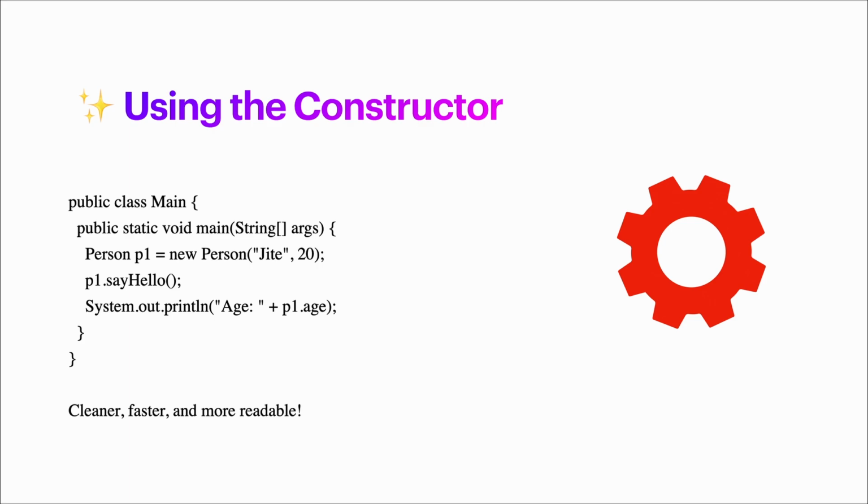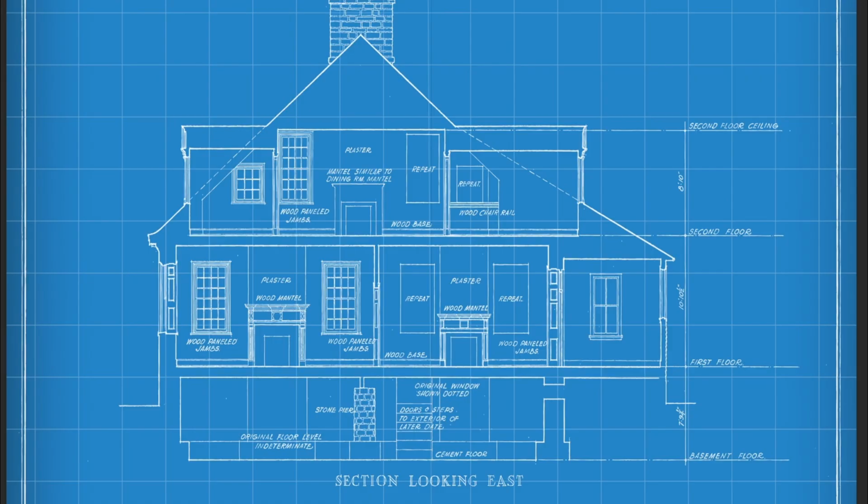Now we can say p1.sayHello, which is a method in the Person class, and it's going to print the name and p1.age. So now this is cleaner and faster. Now let's see the practical aspect of this, and not only just look at my screen, and then we'll close.